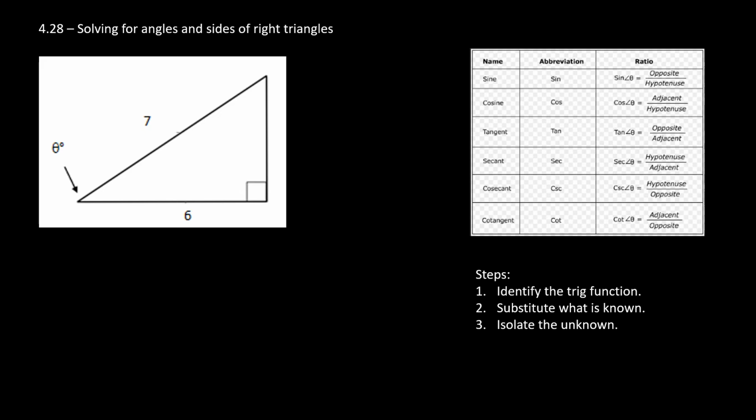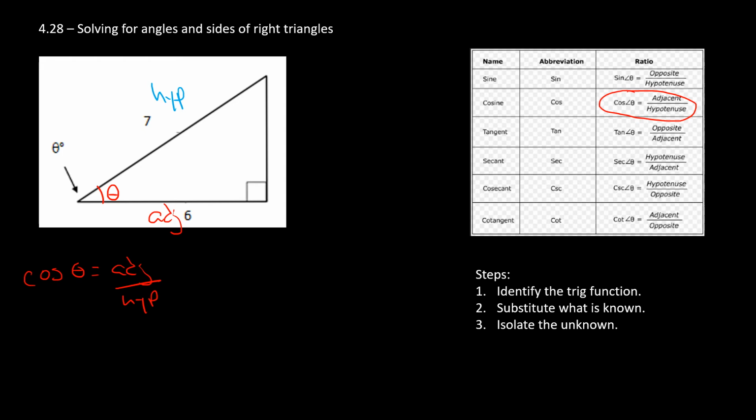Let's go ahead and identify our trig function. We know that we're going to be solving for some theta. We're given some adjacent value, and we have a hypotenuse. We're looking for adjacent and hypotenuse. Well, look, check it out, that's going to be cosine. So we're going to say cosine theta is equal to adjacent over hypotenuse.